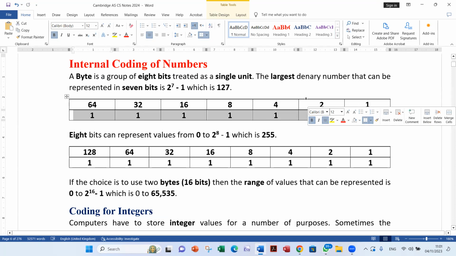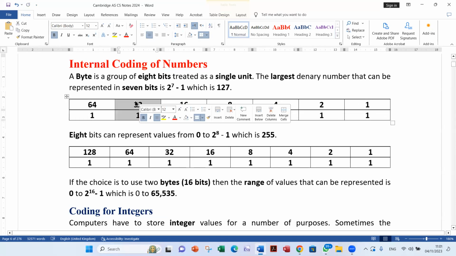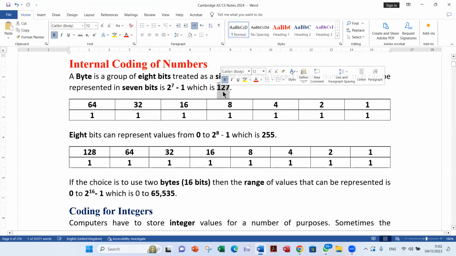So if you have 1 plus 2 plus 4 plus 8 plus 16 plus 32 plus 64, you do that. Check that yourself. You get 127. Okay? But we have a rule for it, and that rule will be used intensively in the AS. It is 2 to the power of 7 minus 1.